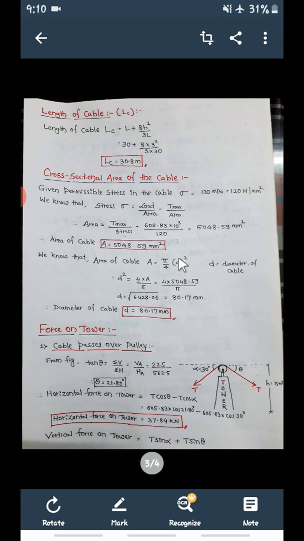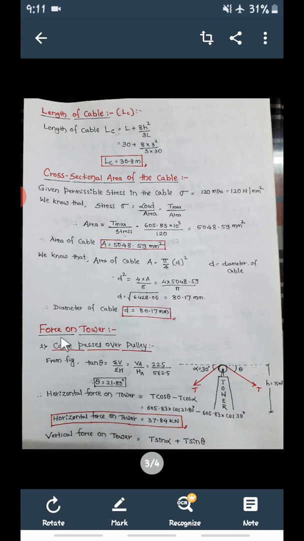So d square is equal to 4 into A divided by pi. Substitute the values and find out d. So the diameter of the cable is equal to 80.17 mm. What is the diameter of each cable? It is 80.17 mm. So this is another quantity we have found out.